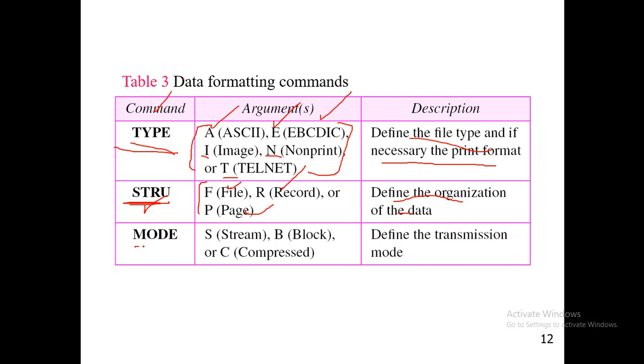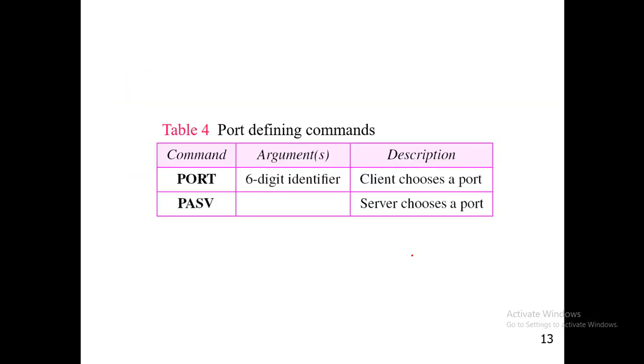And the last one is the mode, where you can go with the stream, the blocks, or the compressed type. So this will define the transmission mode you want to go with. These are some data formatting commands. And how do you basically choose a port? These are the active port and passive port commands. These are 6-digit identifiers, and both these commands basically do the same thing.